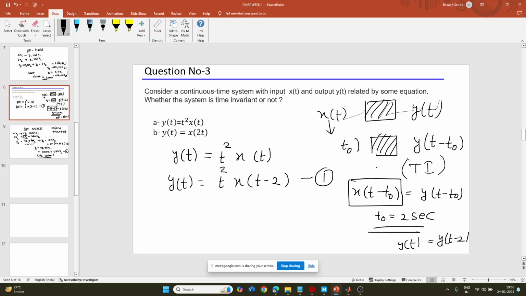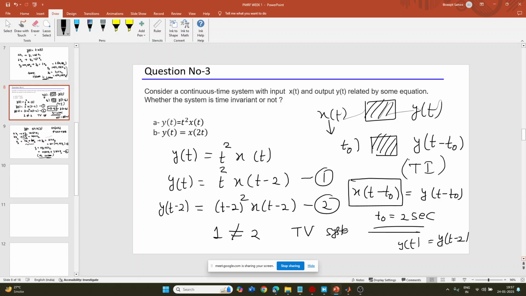Now you delay your output. Whenever you delay your output, you are replacing t with t minus 2. Now your y of t minus 2 becomes t minus 2 whole square into x of t minus 2. This is equation number 2. Equations 1 and 2 are not equal, so hence it is a time variant system. Got my point?